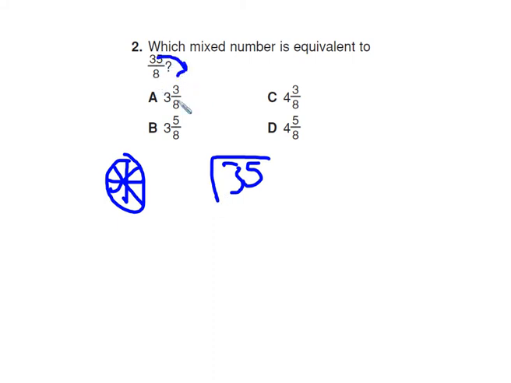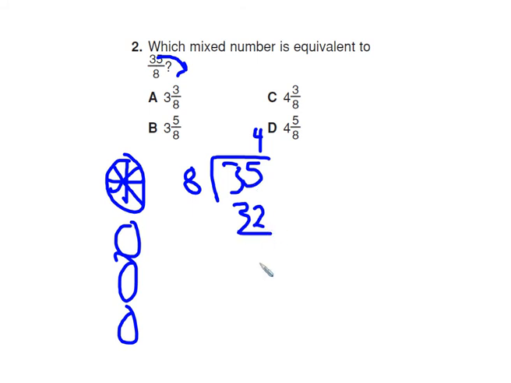So it's going to be 4. So 4 whole pizzas is 32 slices. And I have 3 more left over. 35 minus 32 is 3. So it's 4 and 3 eighths. The denominator stays the same.